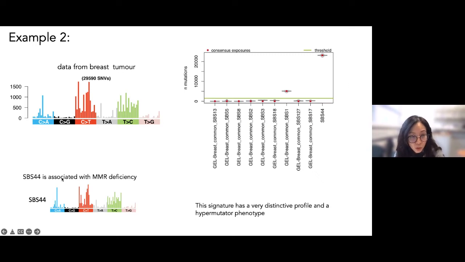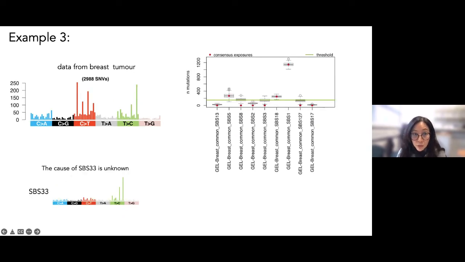SPS 44 is associated with mismatch repair. It's got a very distinctive profile and tends to be a hypermutative phenotype. So these are the right signatures. Is it behaving out of the ordinary? It is a bit out of the ordinary for breast cancer, but does it fit with mismatch repair? Yes, it does. Is this clinically relevant? Yes, it is.